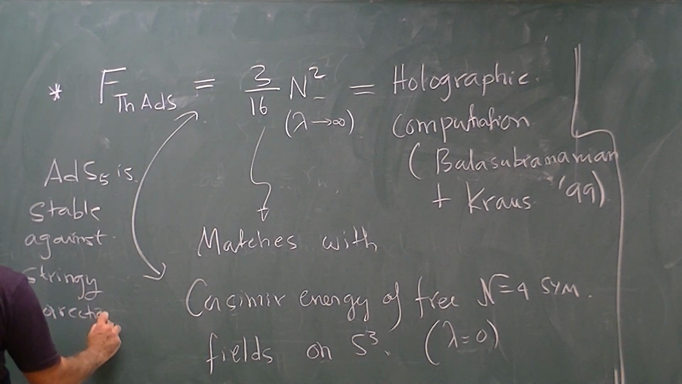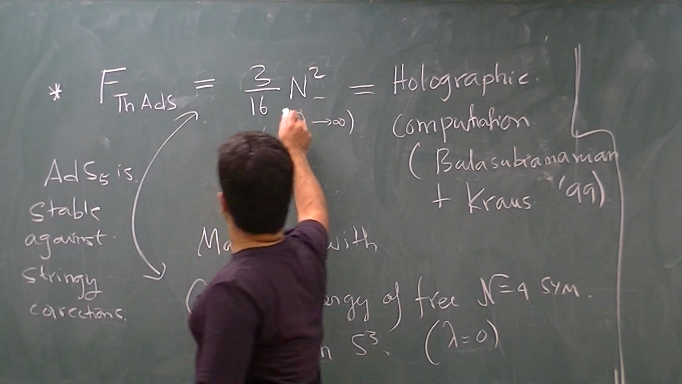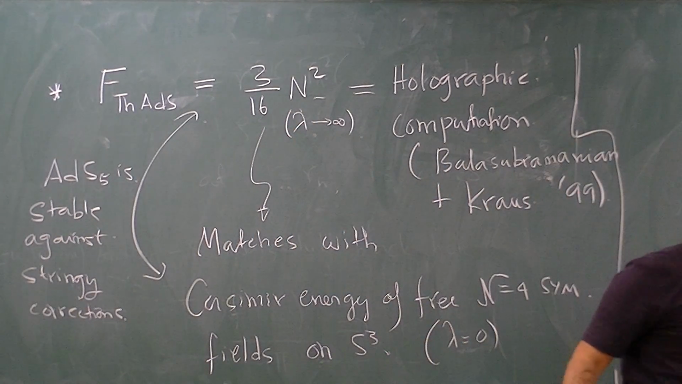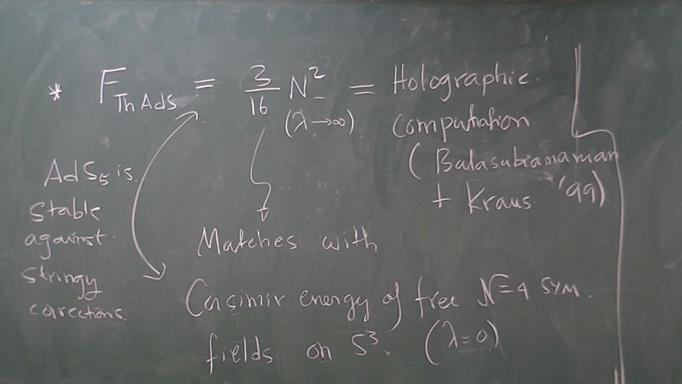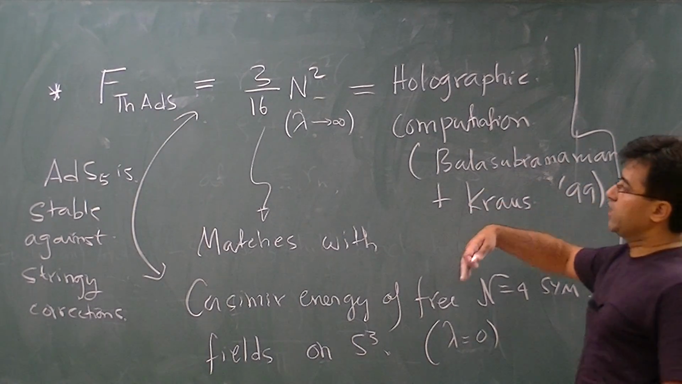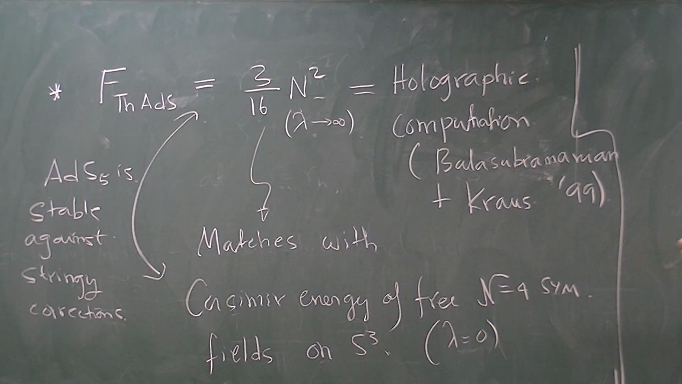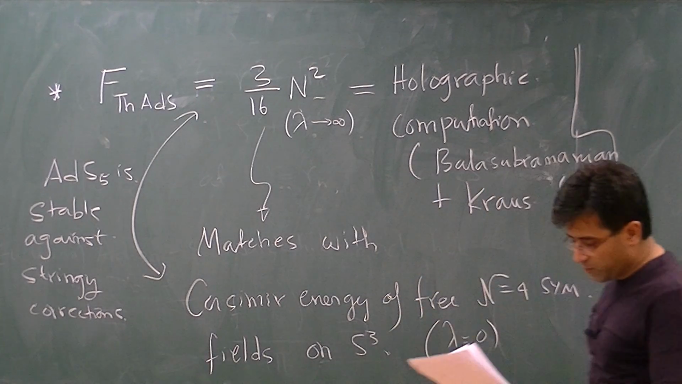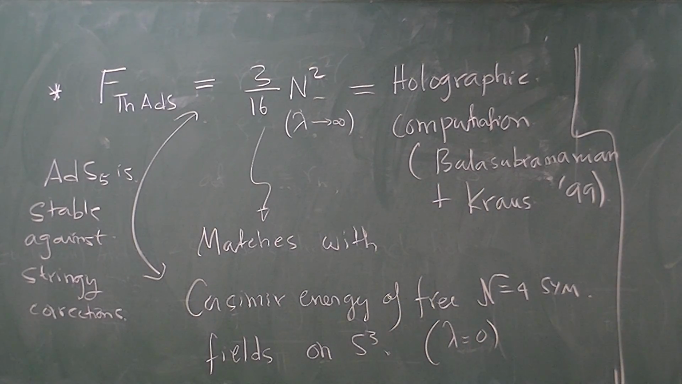Which means that to move away from the infinite strong coupling limit, you have to include stringy corrections. And the point is that AdS5 as a geometry, because of all its symmetry and maximally symmetric properties, will not get modified at any order in string perturbation theory. So there's nothing that's going to happen to it. And so these Casimir energies match between weak and strong coupling.